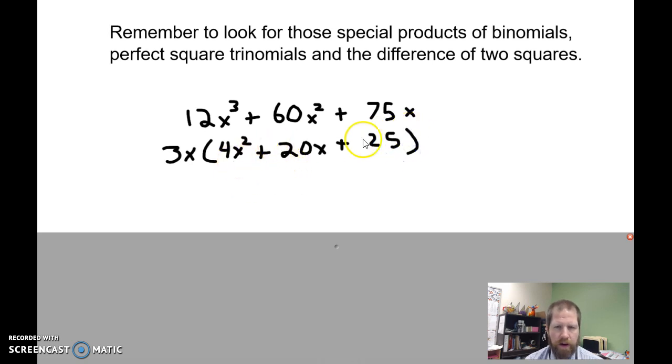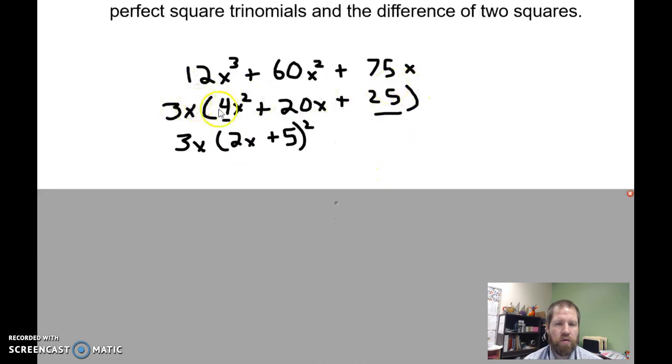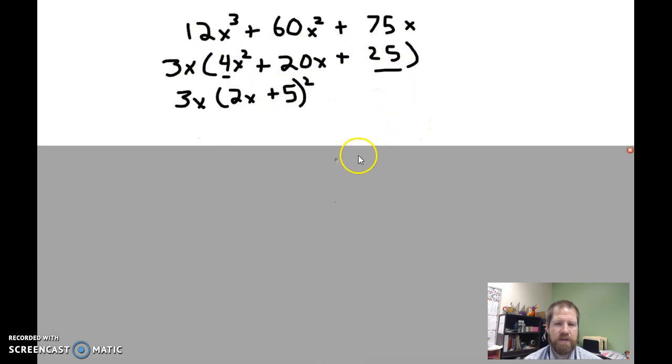Okay? Alright, and now I can see that 4 is a perfect square, 25 is a perfect square, so my root for this would be 2, my root for this would be 5, and 2 times 5 is going to be 20, so this does look like a perfect square, and I should have 3x times 2x plus 5 squared. Okay? And you can notice I could have done it normally by factoring. This just saves me some time.